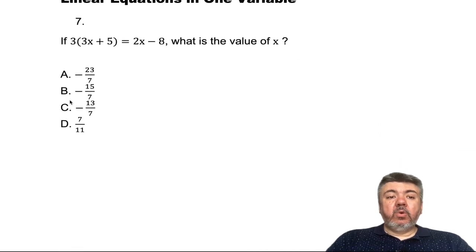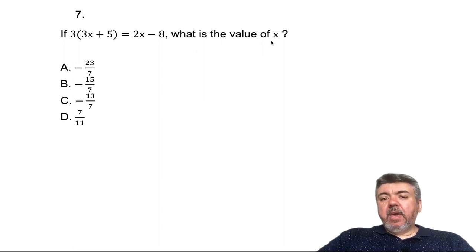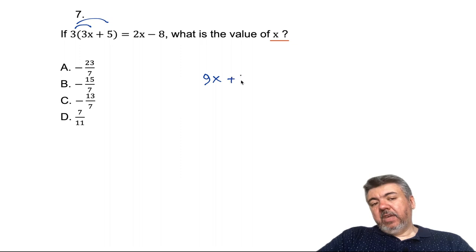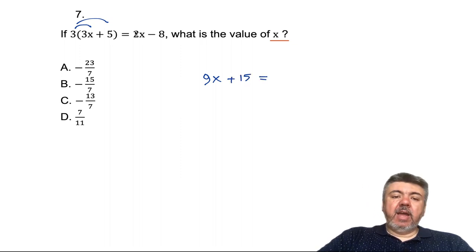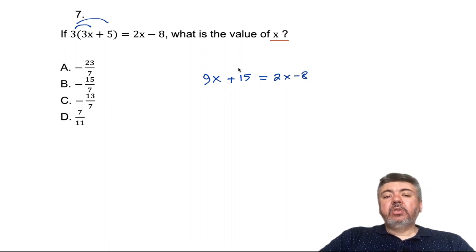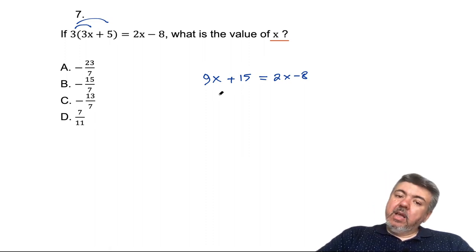Okay. You can stop at any time when I begin the question. Try by yourself. And look at here. I'm looking for x, so I will solve it for x. It's just expansion of this parenthesis, like 3 times 3x, which is 9x, and 3 times 5 is 15 on the left, and on the right I have 2x minus 8. Okay, so I want the x's on the same side and the numbers on the same side, but first let me do this trick.